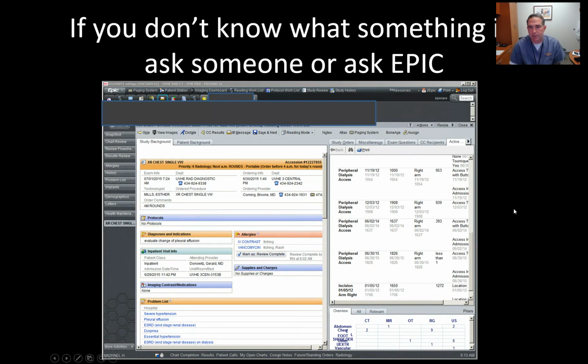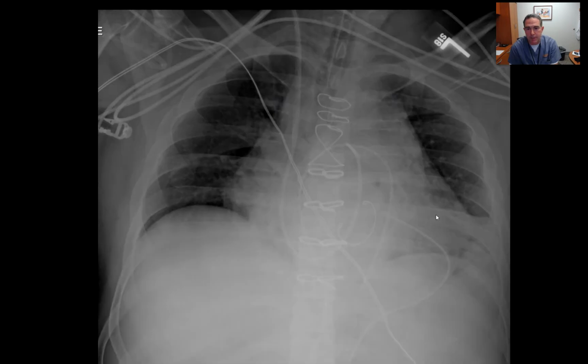The other nice thing about our integrated medical records is that there is a spot for if you see a line and you're not sure what it is. We have an active lines and tubes tab right here, so you can look down and see what the patient has, maybe correlate with what you're seeing.